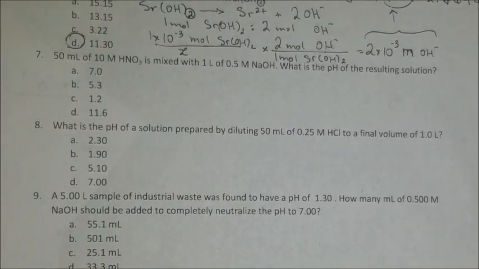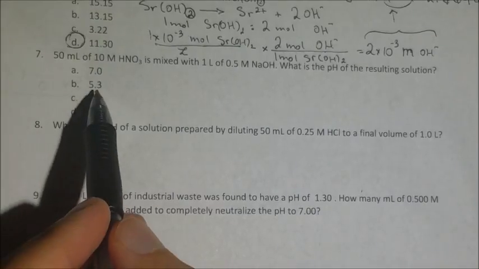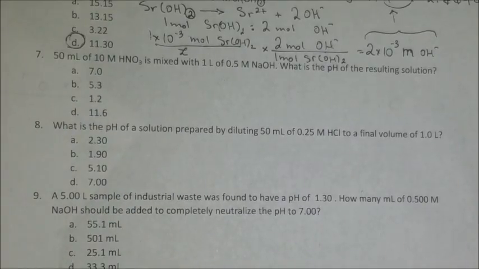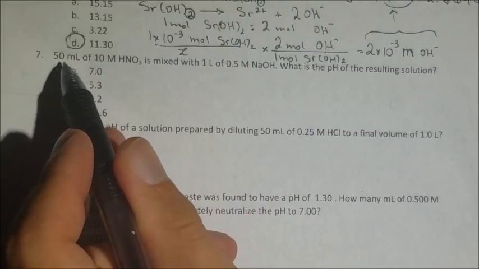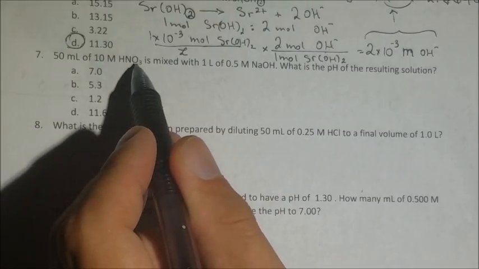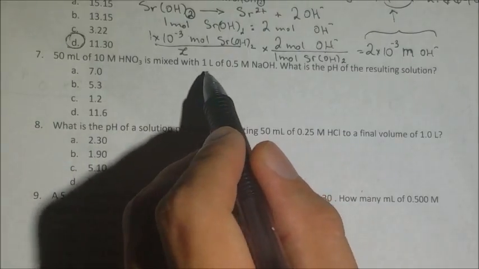If we had an excess of acid, then the pH would be less than 7, so that would be B or C. Or if we had more base, so the hydroxide would be in excess, then D would be the correct answer. So let's figure out which of these is the correct answer. In order to do that, we have to figure out, first of all, how many moles of acid we have, and then how many moles of base we have.